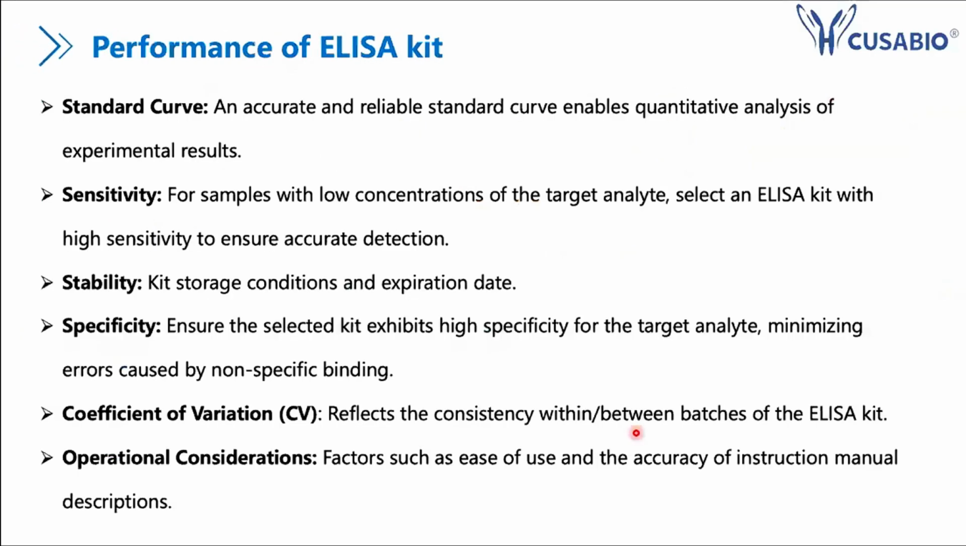The last criteria I think is really important because it's about the performance of the ELISA kit. Here I list several parameters related to high performance: the standard curve, sensitivity, stability, specificity, and the coefficient of variation. And the last is the operational consideration. I will talk about these parameters later in detail, but all of them are related to the high performance of the ELISA kit.